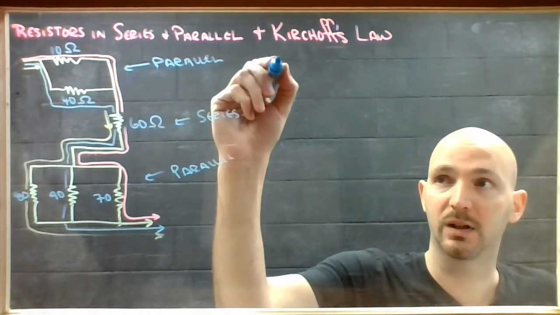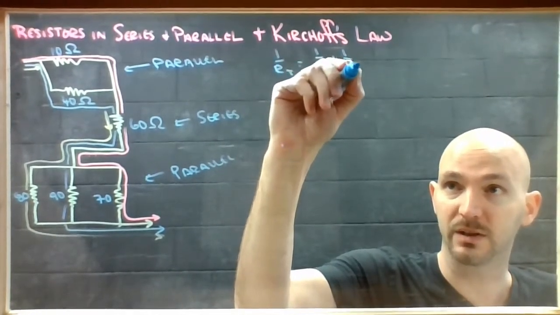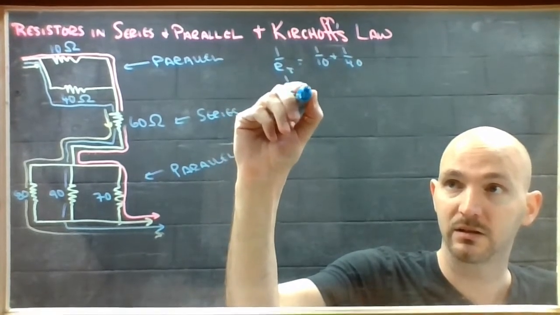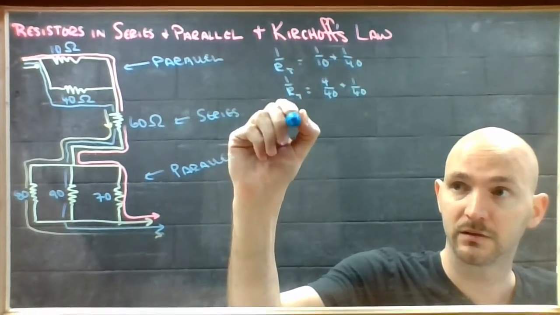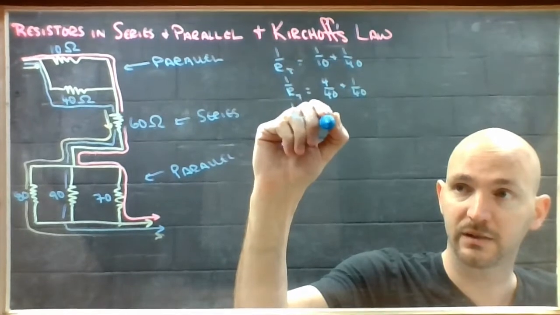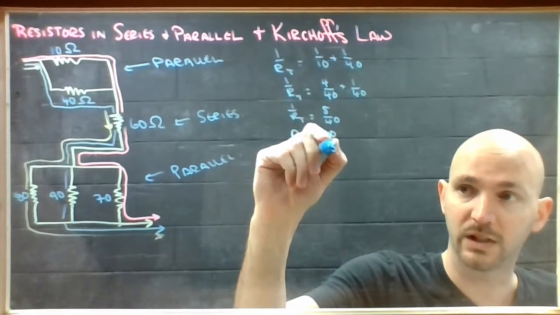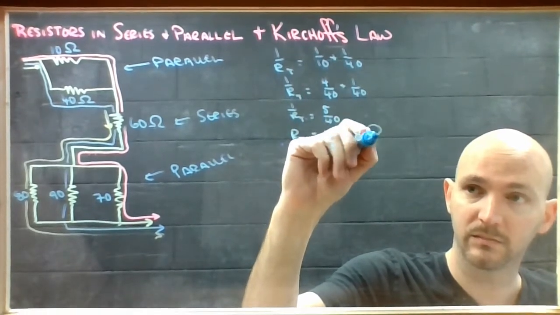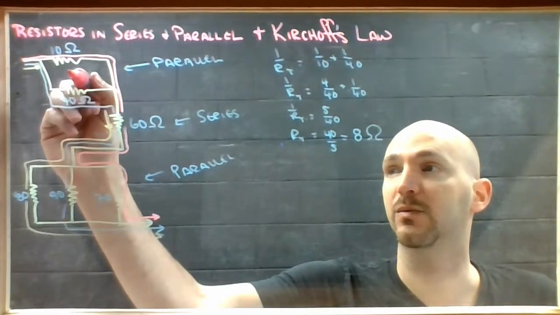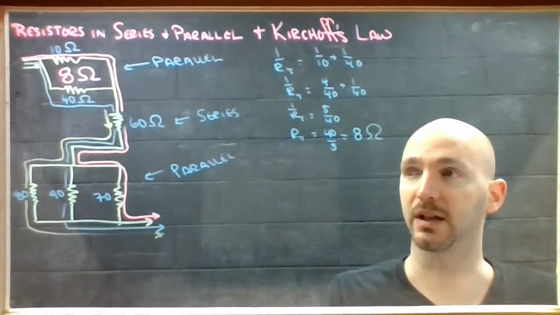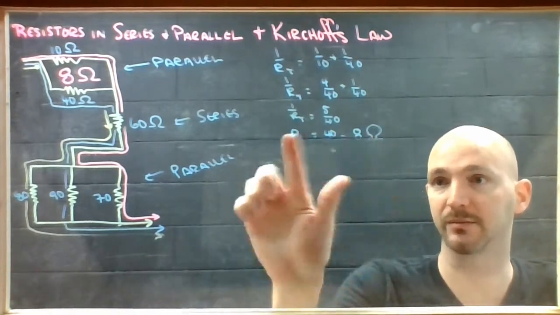So this first one, 1 over RT, is 1 over 10 plus 1 over 40. I think we did this already. I think it's 8. That would be 4 40ths. That would be 5 40ths. Flip it, I end up with 40 over 5, which is 8. Lovely. So this thing here, I'm just going to write in pink. That's worth 8 ohms altogether. Alright, I'm going to erase this, and then we're going to do this one.